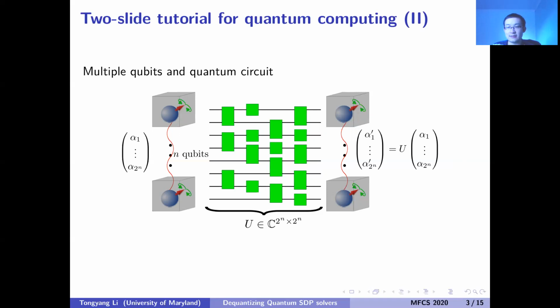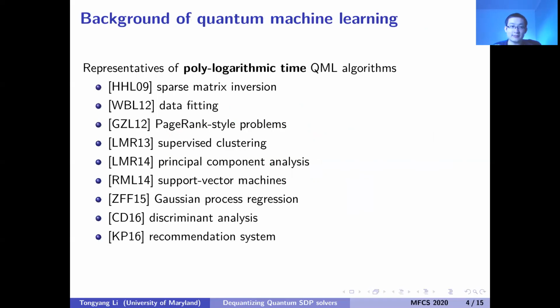Today's talk is about how you can replace quantum algorithms by classical algorithms, and especially we focus on the perspective of theoretical machine learning. We are first going to highlight some recent quantum algorithms for machine learning that can achieve polylogarithmic time. Many of these works build on the seminal work of Harrow, Hassidim, and Lloyd on solving the sparse matrix inversion problem. There is also some other subsequent work, for instance on data fitting, on PageRank, etc.